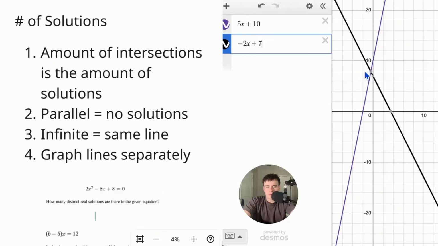The only solution is where the two lines intersect, not all the gray dots, because the gray dots show you the intercepts. It shows the x-intercept and the y-intercept and the solution. So a lot of people will say, oh, this is a solution. It's not a solution. They don't intersect. The solution is where the two lines intersect.